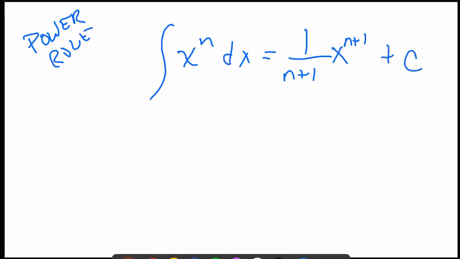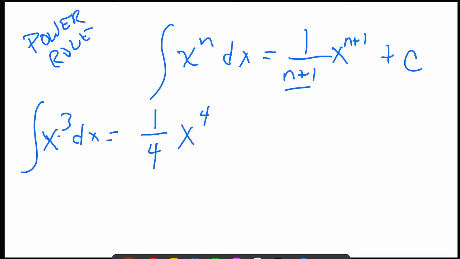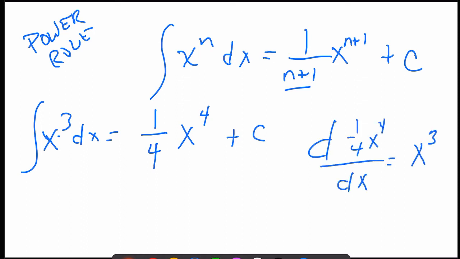And again, the integral of x cubed dx equals 1/4 x to the n plus 1, which is 4, plus c. Well, the derivative of 1/4 x to the 4th is x cubed. We bring the 4 down, times 1/4 is 1, and it's x cubed. Okay? So integration is backwards differentiation.